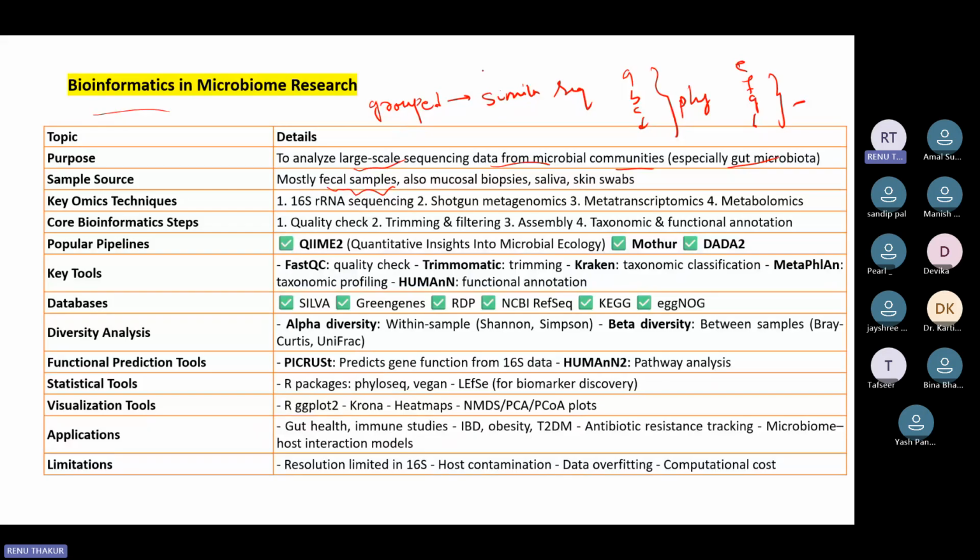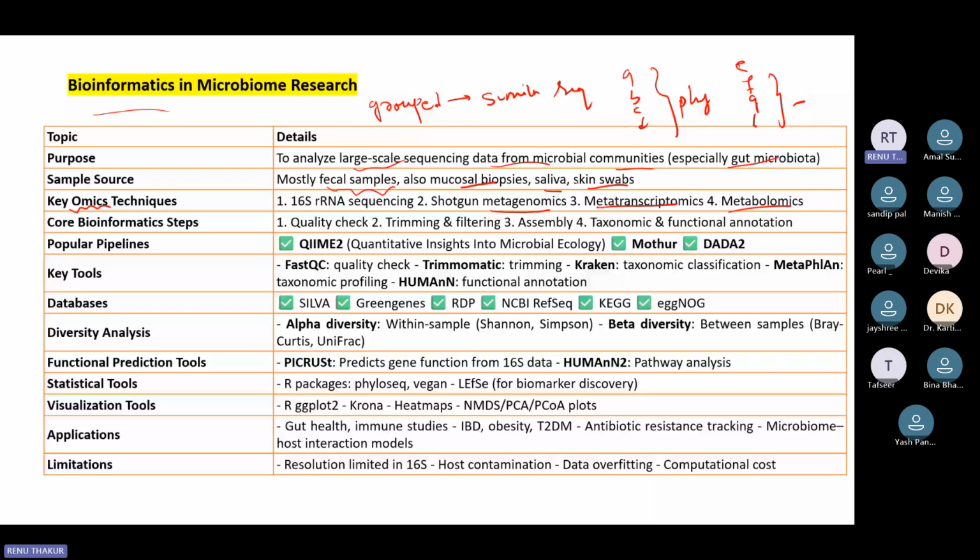Apart from this fecal sample, you can also use mucosal biopsies, saliva, and skin swabs. From all of these you can isolate bacteria, because microorganisms are everywhere. So what are the omics techniques we have? You can quickly recall metagenomics, metatranscriptomics, and metabolomics. These are the major kinds of omics in research.